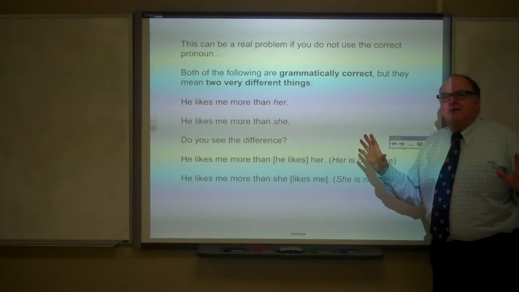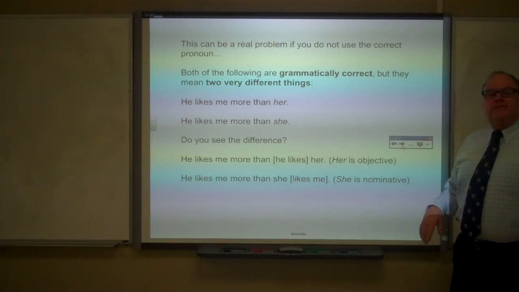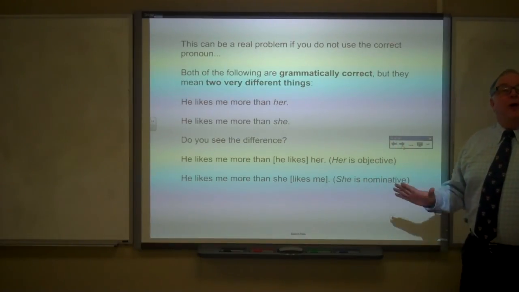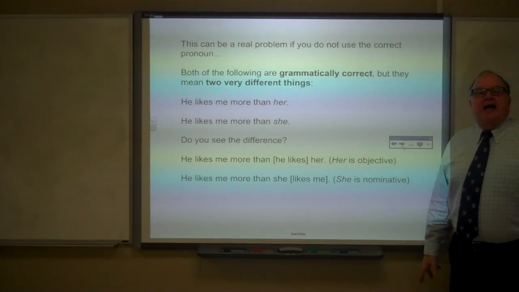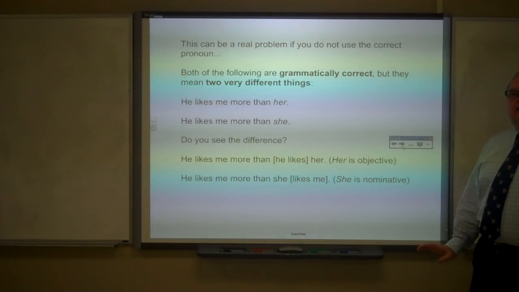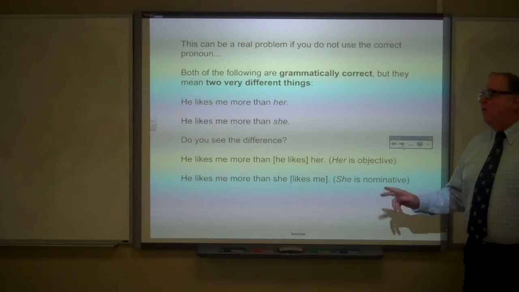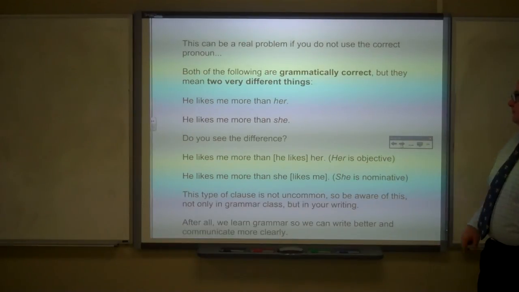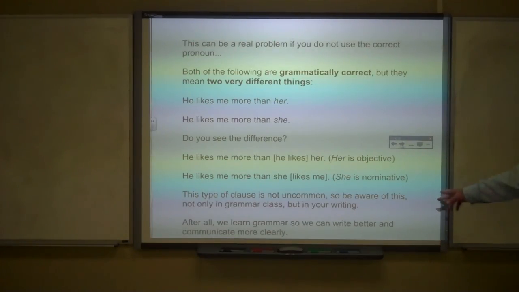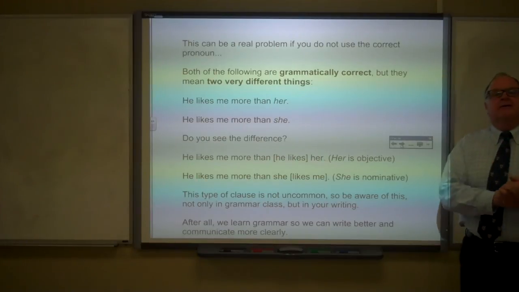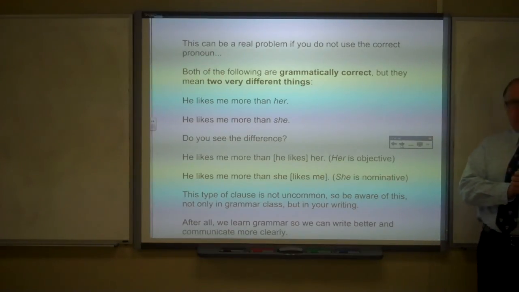So that is one little warning about elliptical adverb clauses, but also just to point out that occasionally adverb clauses do drop words, particularly if they begin with "than" or "as." Okay? Again, this type of clause, not uncommon. So be aware of this, not only in grammar class, but in your writing, and I might add, in your speaking. And after all, why do we learn grammar in the first place? So we can write better and communicate more clearly.